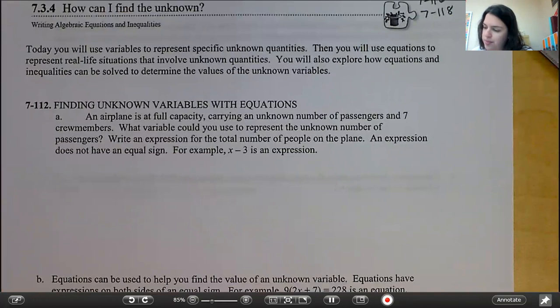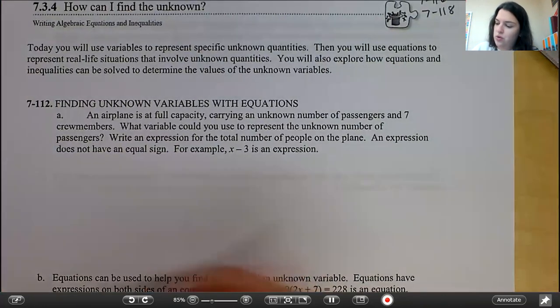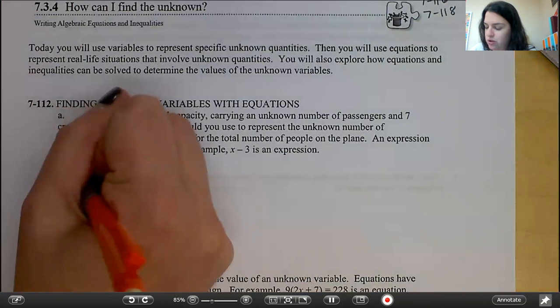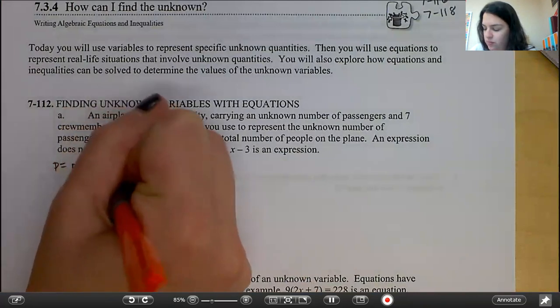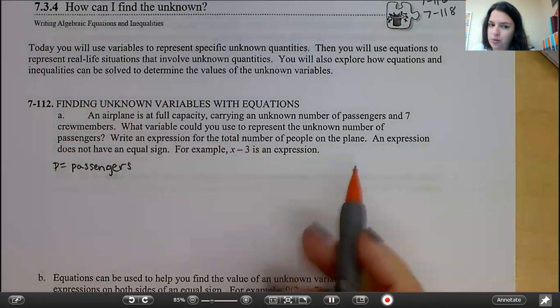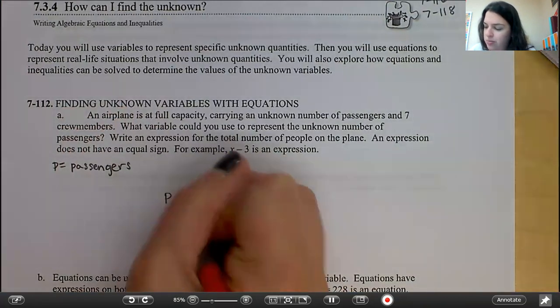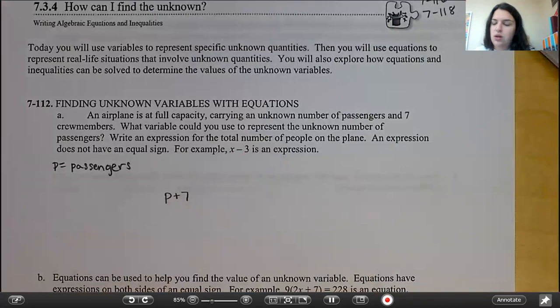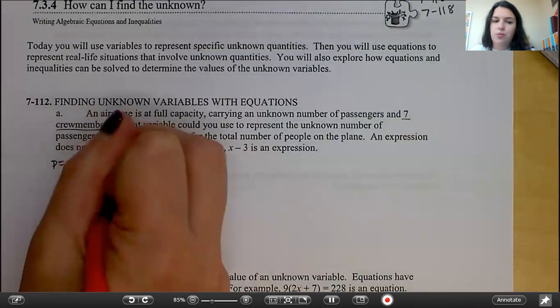An airplane is at full capacity carrying an unknown number of passengers and 7 crew members. What variable could you use to represent the unknown number of passengers? Write an expression for the total number of people on the plane. An expression does not have an equal sign. For example, x minus 3 is an expression. So we have an unknown amount of passengers. So I'm just going to say P equals passengers. So we want to figure out the total number of people on the plane. So we're going to have P plus 7 because we know from our problem that we have 7 crew members.